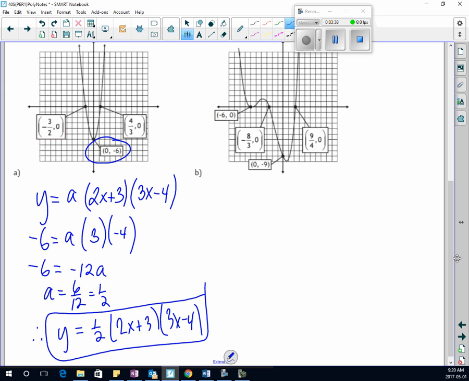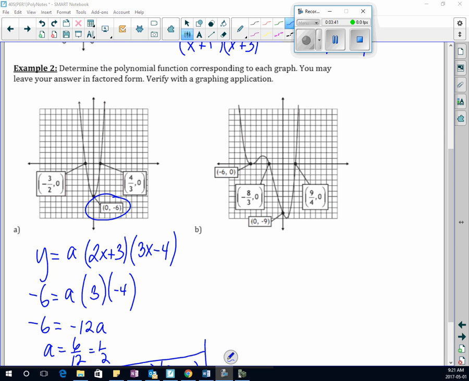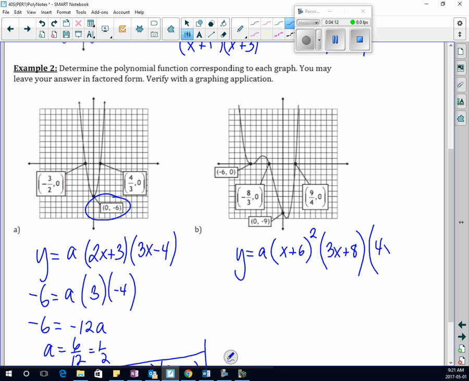Okay, next one. Does everybody see we have a y equals a? What's this factor right here represent? X plus 6 to the power 2. Why would it be 1? It's bouncing right there. Okay, what's the next factor? 3x plus 8. Is that to the power 1? Yes, it goes straight through. What's my last factor? 4x minus 9. And is that to the power 1?